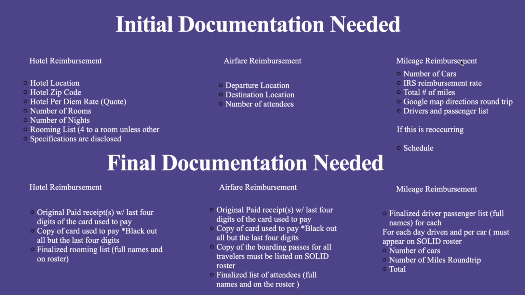For airfare reimbursements, we will need to know the departure locations, destination location, and the number of attendees. For mileage reimbursements, we will request that you input the number of cars, the IRS reimbursement rate, the total number of miles, a Google Map direction screenshot with both the start and end location as Yukon, a driver and passenger list with full names, and lastly, if this is a recurring expenditure, we will need a schedule for the semester.